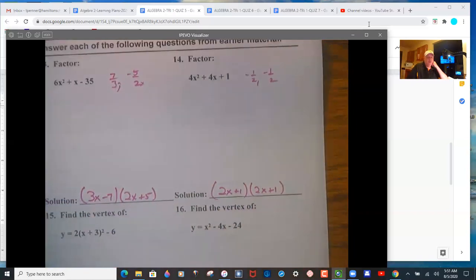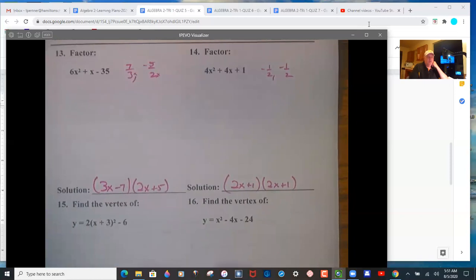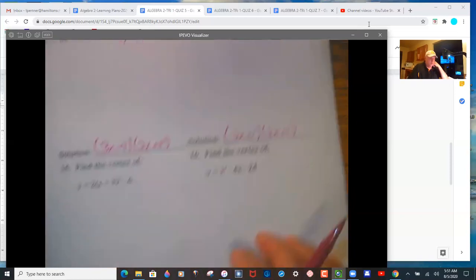Make sure you check for a common factor. I haven't said that, but that's part of this. 3 times 2, 6, we're good. 2 times 2 is 4, we're good.